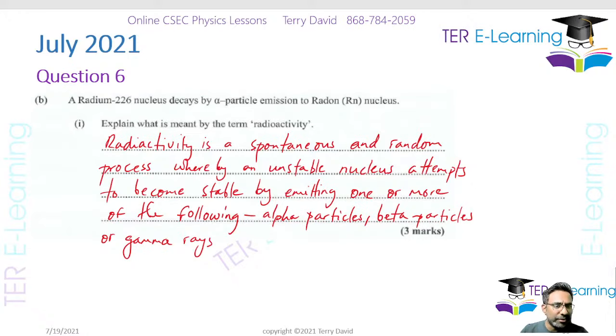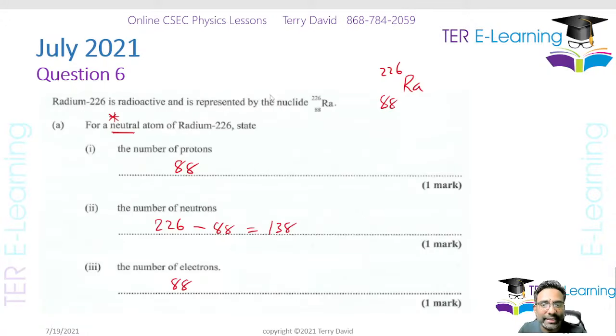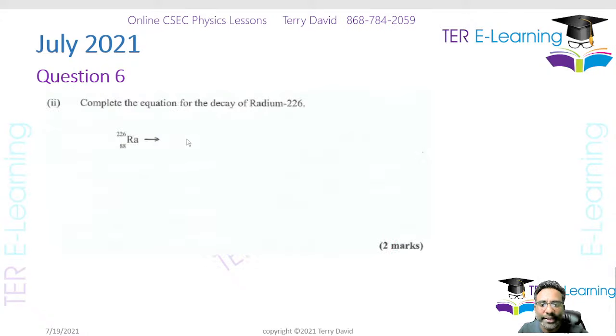All right. So I've seen some of you have some definitions there. Cool. So next thing now, what do we have here? Complete the equation for the decay. Let's go back and see what they said. It decays by alpha particle emission. So it's radium-226 and you're going to radon.